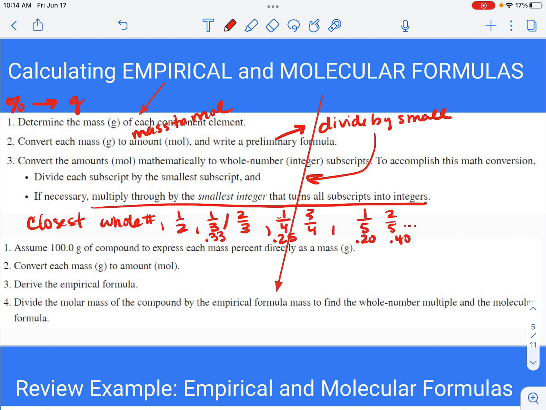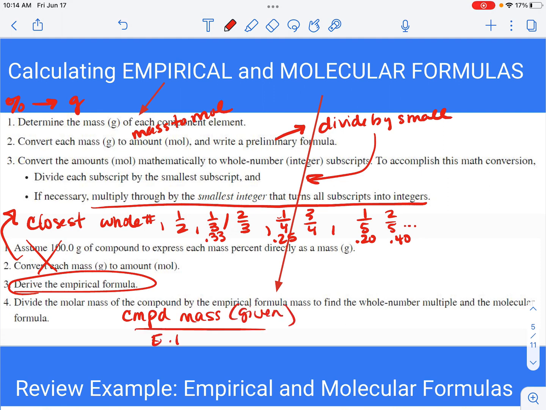Okay, and then to find the molecular formula, you need the empirical formula. So all of this is just to get the empirical formula. Once you have the empirical formula, then you can divide the compound mass, which is given, by the empirical formula mass, which you'd have to calculate from your empirical formula, to find the multiple, and then multiply the formula.